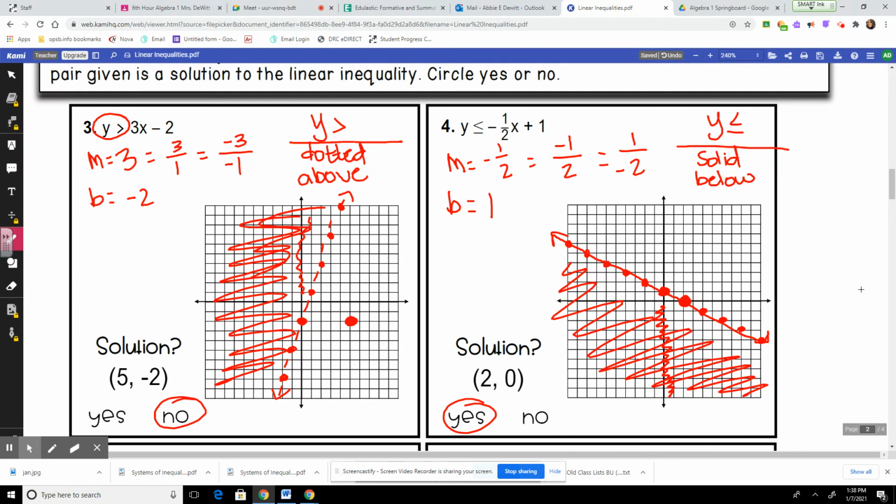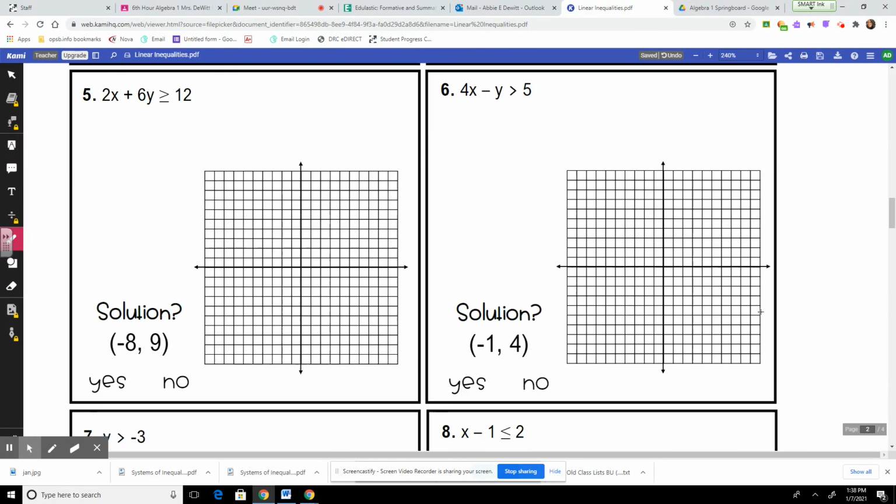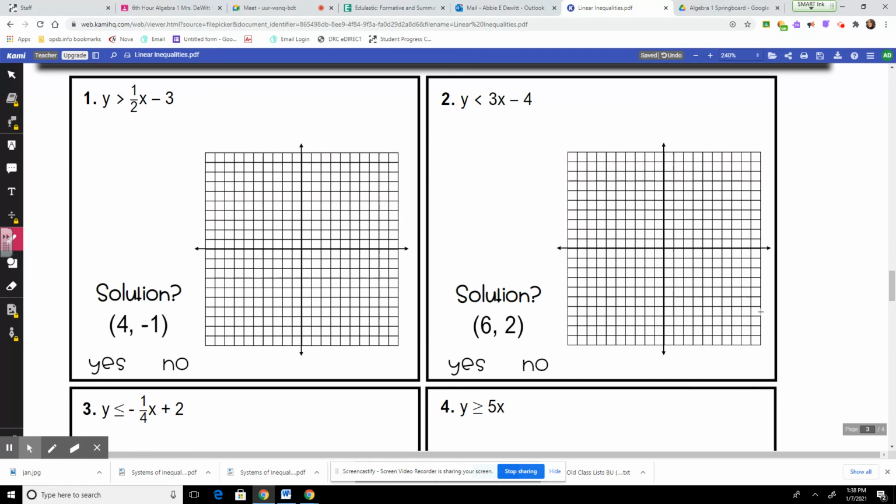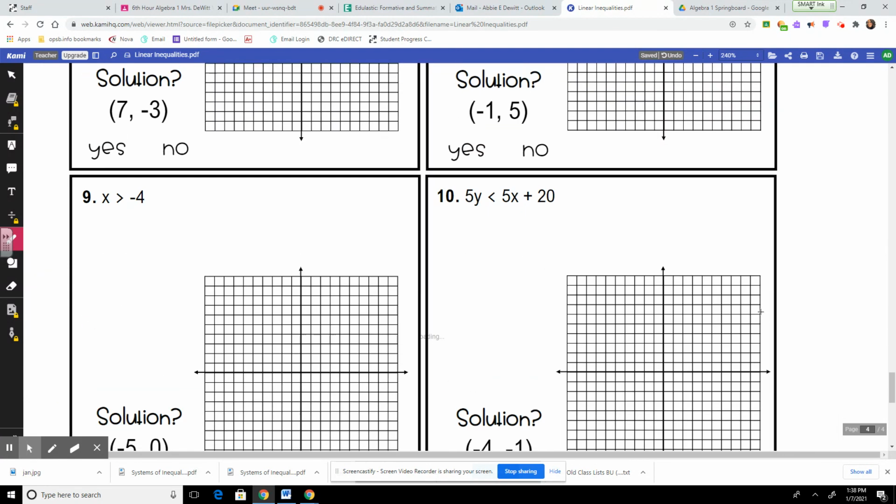Okay, so for your classwork and homework that's due by the end of class tomorrow, you're going to finish 5, 6, 7, 8, and then do 1 through 12.